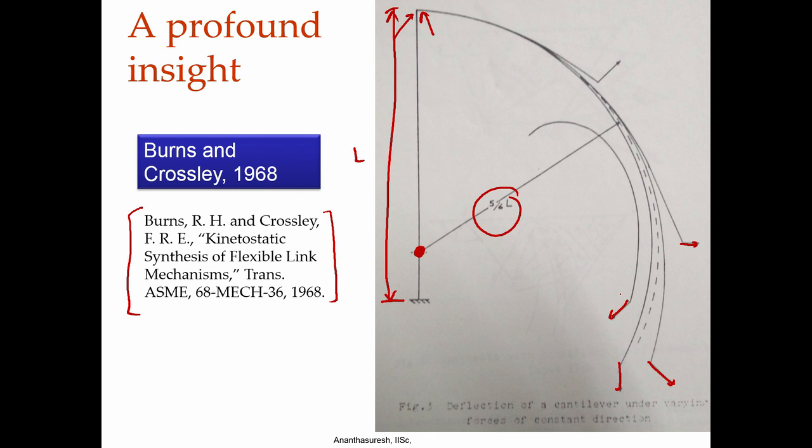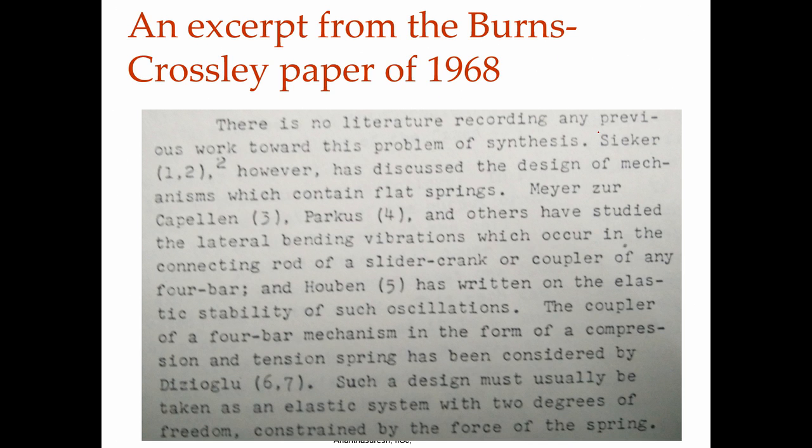Computers were just coming then. So, they had done this calculation and they saw that, and they came up with this suggestion that if you take 5/6 of the length and move the fixed pivot and put it over here, this kinematically approximates that circular arc. The circular arc approximates the locus of the free tip. That is their profound insight. That is where we are going back to their work more than 50 years later.